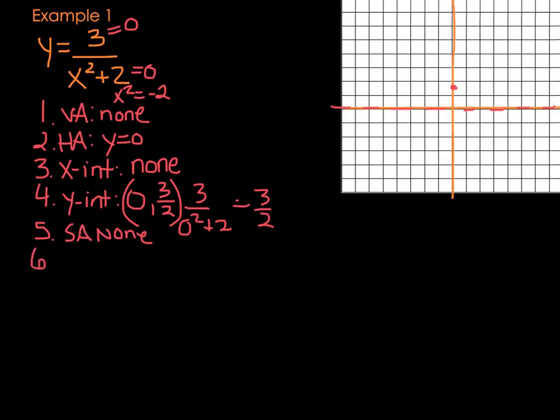And then the last thing is the holes, and we didn't have any factors that cross out, so we don't have any holes either. So now the last thing we need to do is just make a table and plot points on this graph.